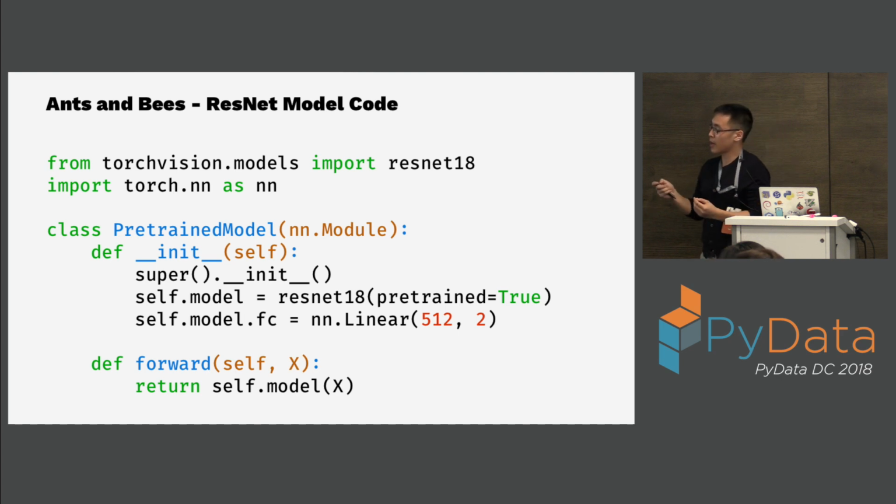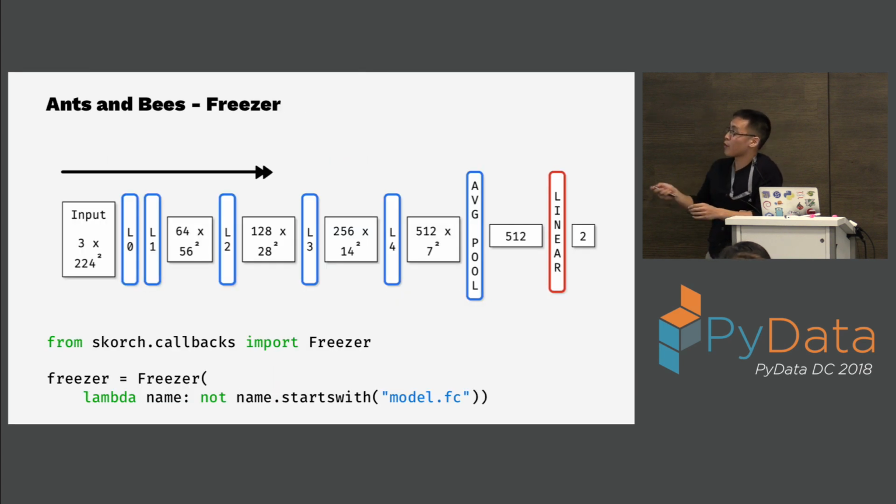Because when you use a pre-trained neural network, it's kind of standard to freeze the layers as well. So in Skorch, we have a callback called Freezer. And in this case, I want to freeze the layers where the name does not start with model.fc. So this is everything over here in blue. The red layer is everything you want to train.